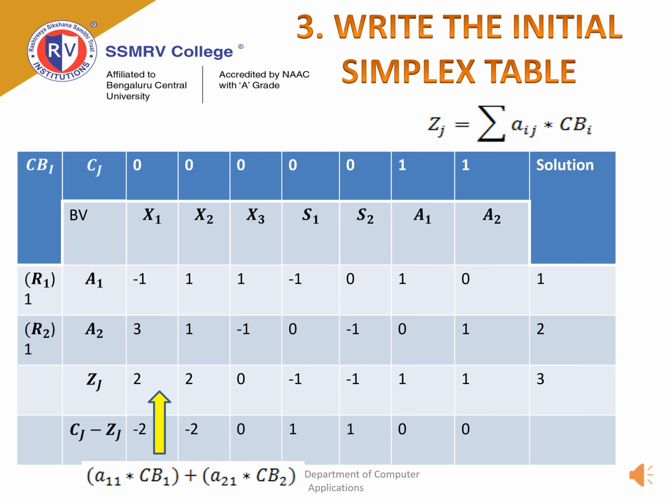Zj is calculated by utilizing the formula summation of Aij into Cbi. That is, if I need to calculate the Zj value for the first column, I will be utilizing the formula A11 into Cb1 plus A21 into Cb2. That is 1 star minus 1 plus 1 star 3, which is equal to 2. This procedure is implemented for all the columns. Cj minus Zj is calculated and entered into respective cells of all the columns.